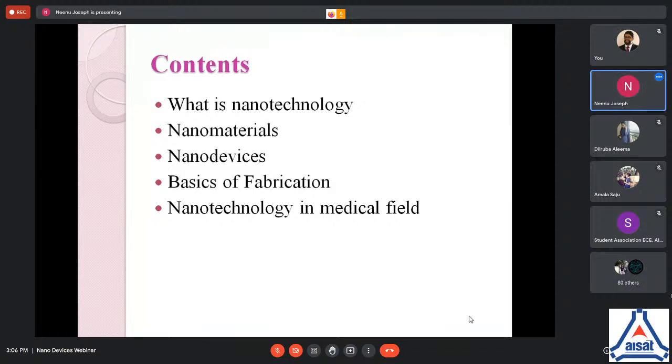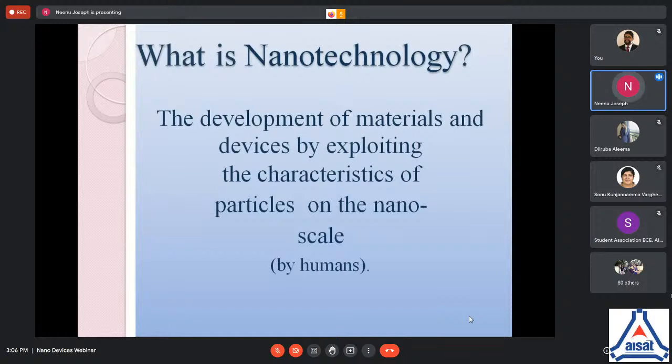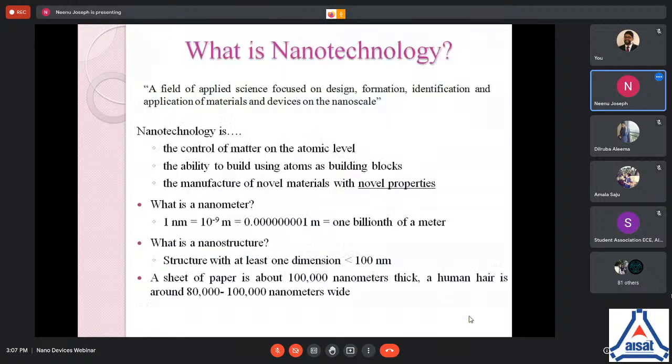First of all, what do you mean by nanotechnology? The development of materials and devices by exploiting the characteristics of particles on the nanoscale. A field of applied science focused on design, formation, identification, and application of materials and devices on the nanoscale. It's called nanotechnology. One of the most exciting and fast-moving technologies in science today.